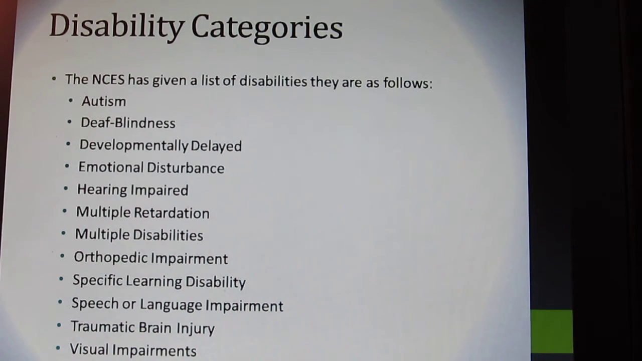And when it's talking about visual impairments, it's not talking about people who just wear glasses. It's talking about people who have a really hard time seeing even with glasses, or their eyes are not particularly in the same place that they should be in.